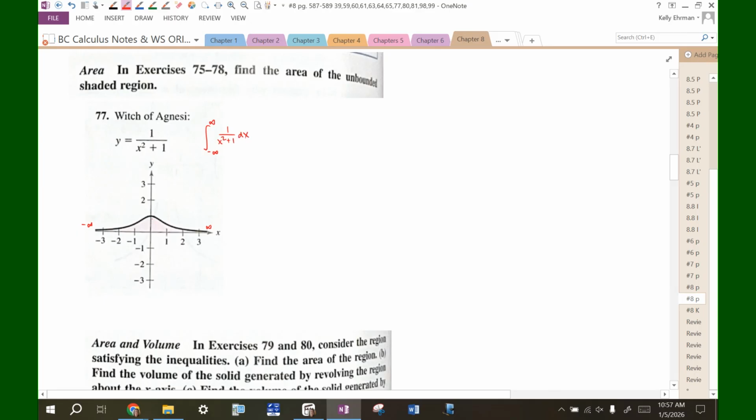Now, looking at the graph and the function, this is an even function. It does have y-axis symmetry. So instead of writing two limit notations, I'm going to find the integral from 0 to infinity, and then just double that. So I'm going to do 2 times the integral from 0 to infinity of 1 over, I'm going to write it as 1 plus x squared to make my arctan a bit more obvious.